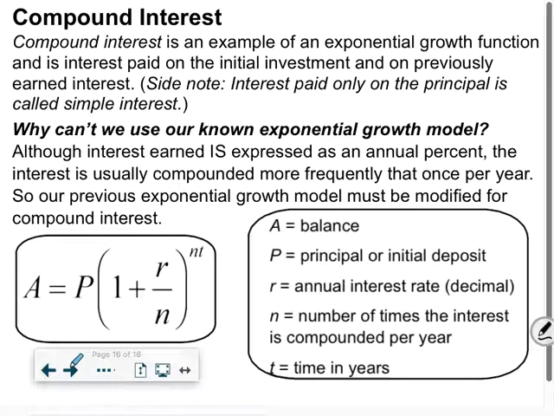So this is the formula, and it goes like this. A equals P times the quantity 1 plus r over n to the nt power, and I have something for you.